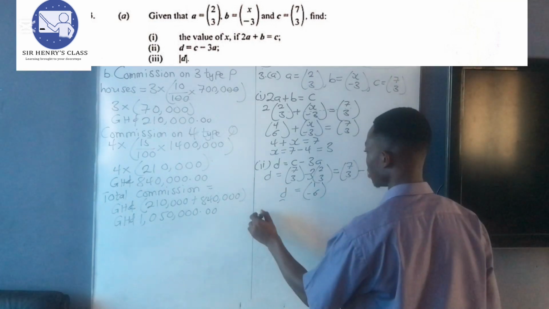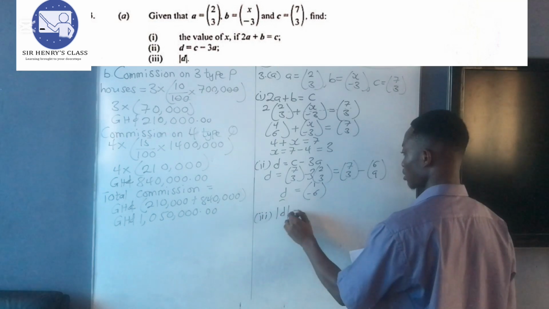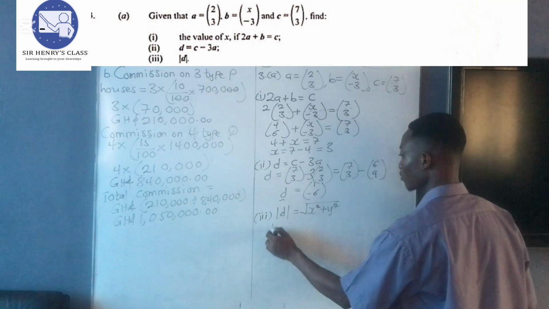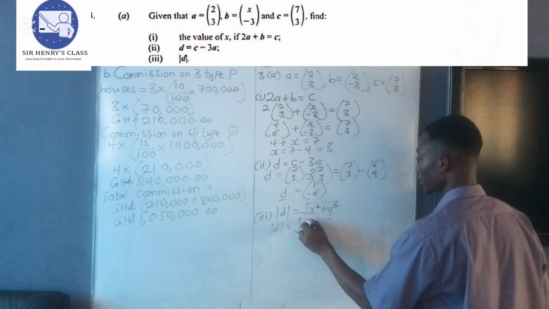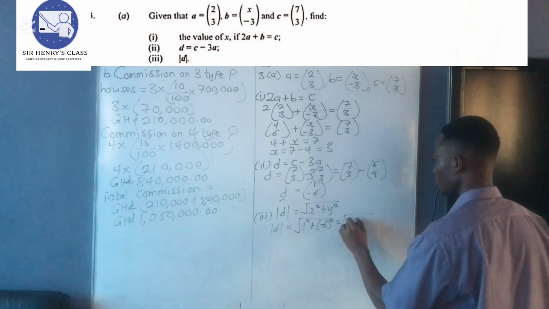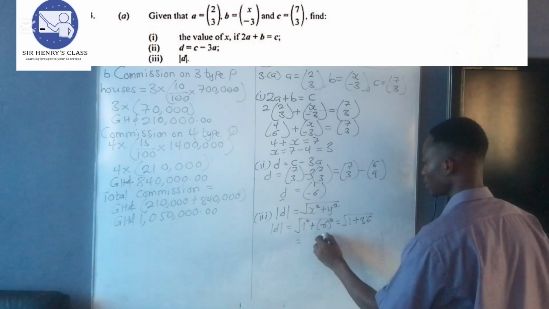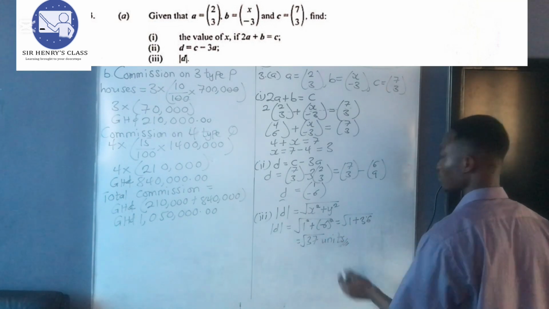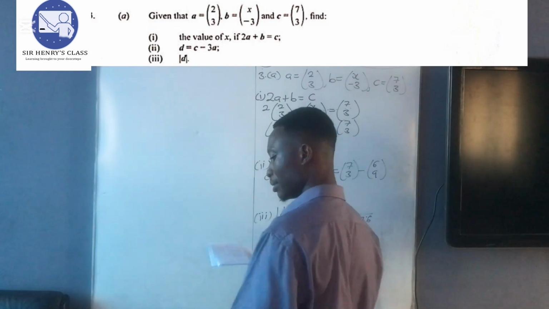Part I. We have to find the length or the magnitude of vector D. This is given by the root of x squared plus y squared. Vector D is given by the x value 1 squared, the y value negative 6 squared. We have 1 plus 36, and finally we have root 37 units.